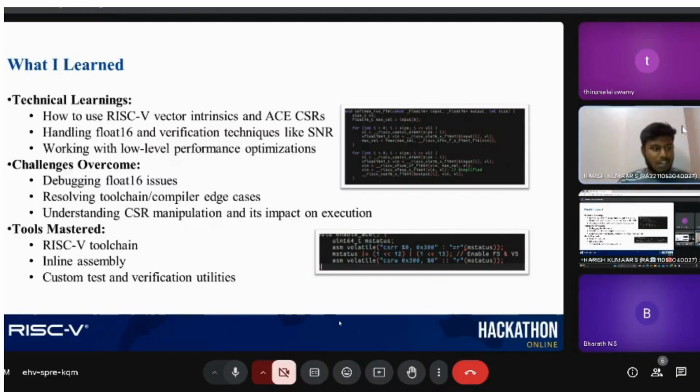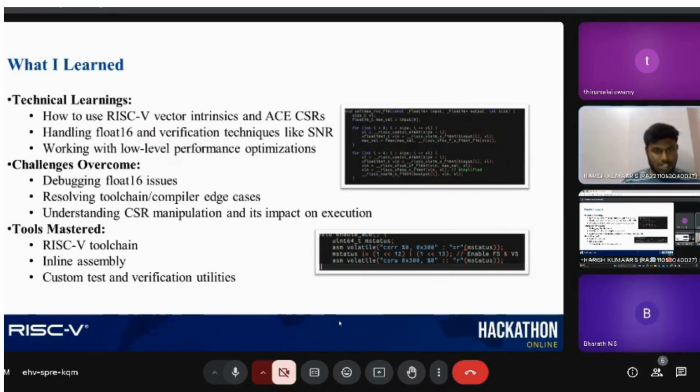Now I'll be explaining the several challenges we faced during the development process. Float 16 debugging was particularly tricky since it's not as well supported as Float 32 in most toolchains. We encountered compiler edge cases, especially with inline assembly and custom intrinsics. Understanding how to correctly set and interpret ACE CSRs required deep dives into documentation and trial and error. But overcoming these made the results even more rewarding.